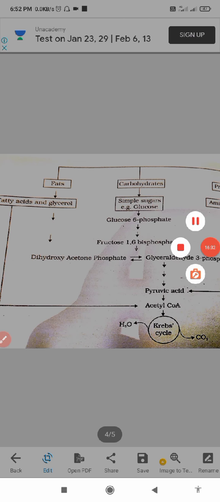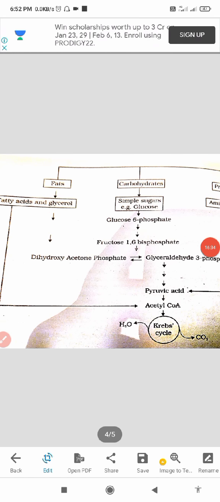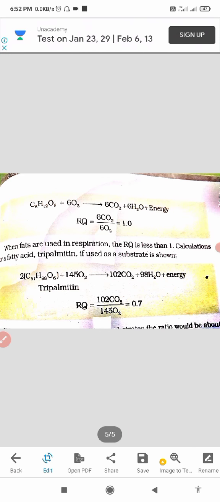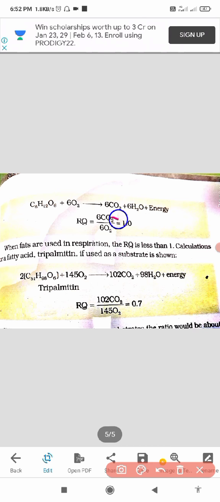My dear student, in the last moment of this video, I am taking your attention to the respiratory quotient. Respiratory quotient means this is the parameter to measure the respiration rate. So respiratory quotient is equal to the volume of the carbon dioxide evolved, divided by the volume of the oxygen consumed. So RQ is equivalent to volume of CO2 divided by volume of O2.